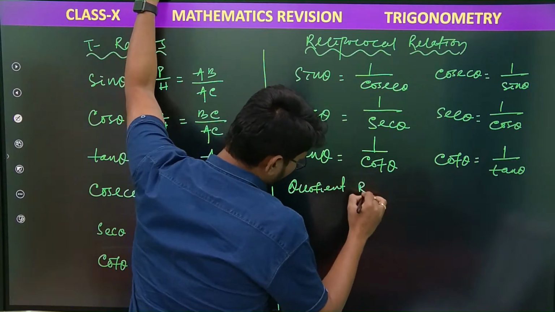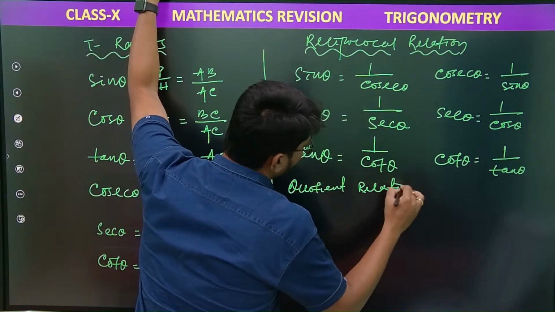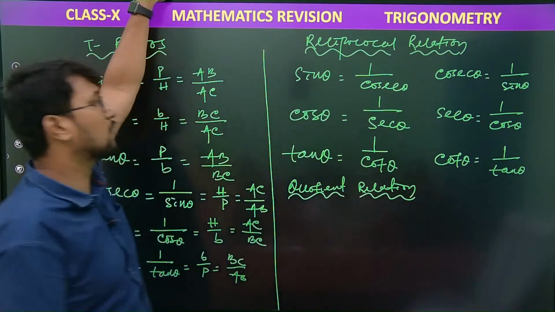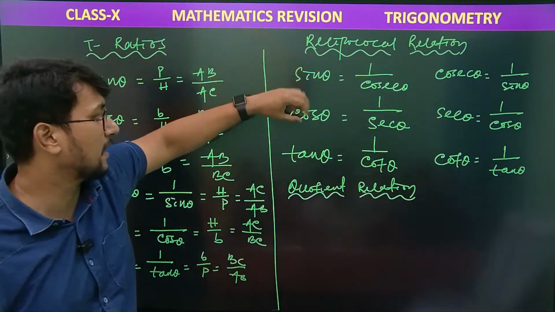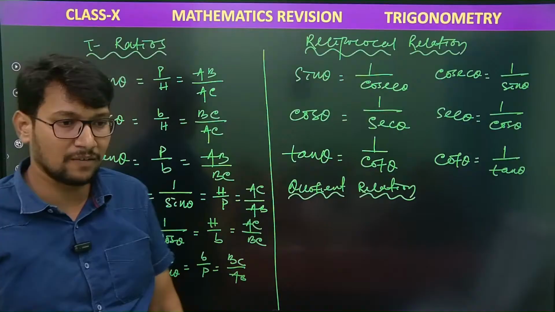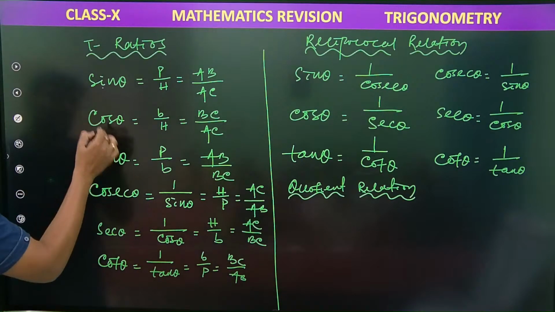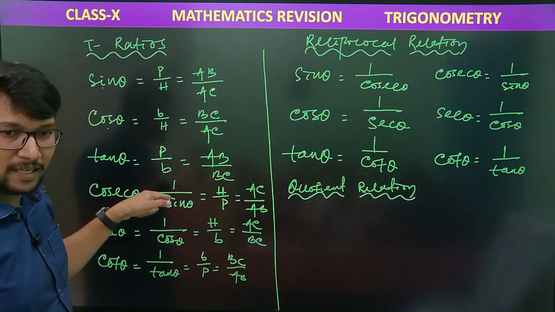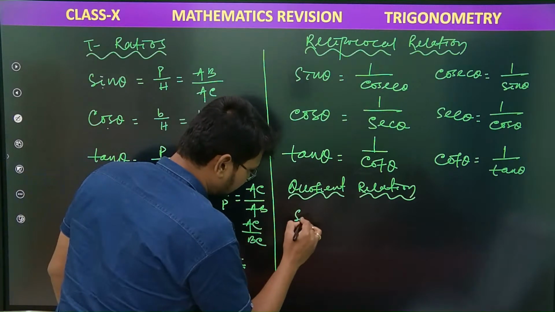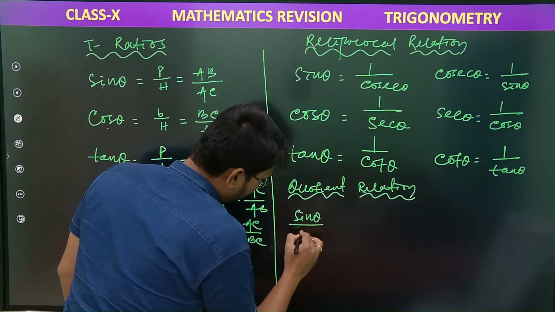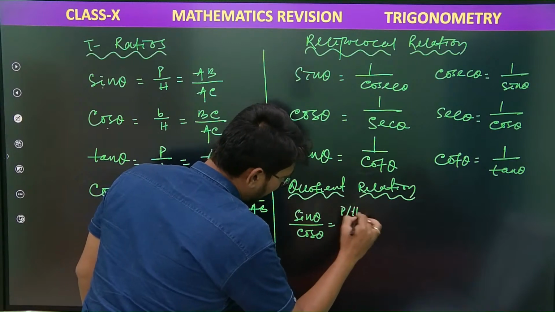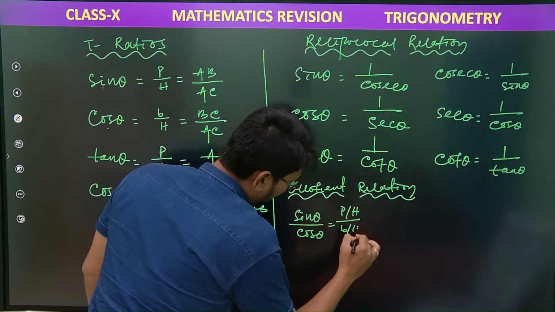Quotient relation. In quotient relation, we are going to study what happens if we divide sine and cos. If we divide, what do you get? P by h, b by h. Sine theta by cos theta equals p by h by b by h.